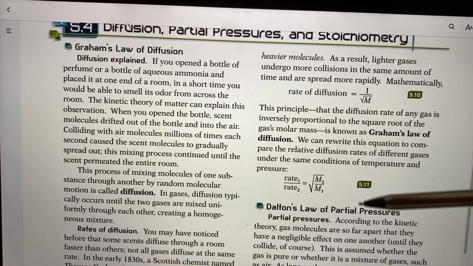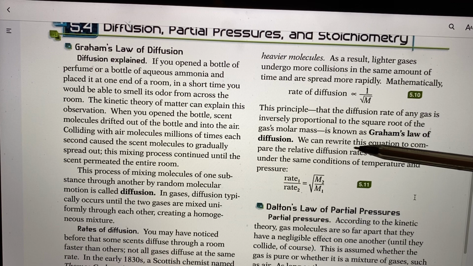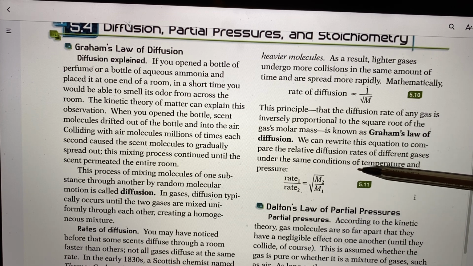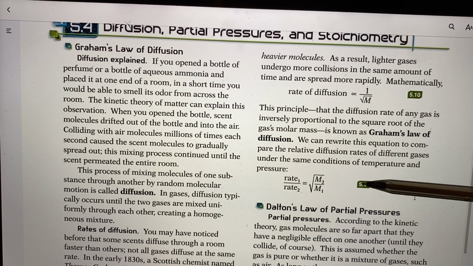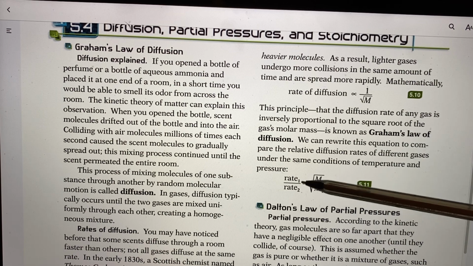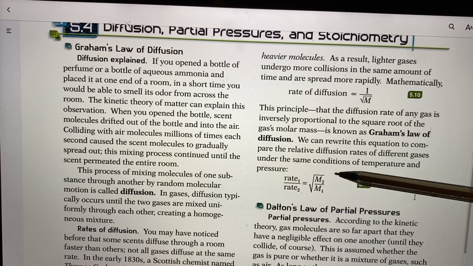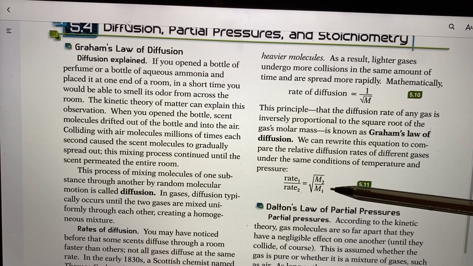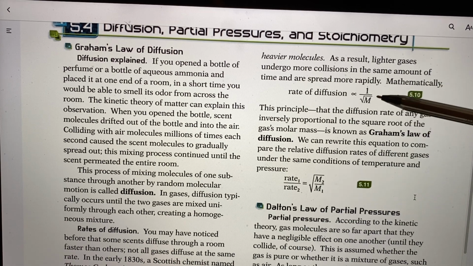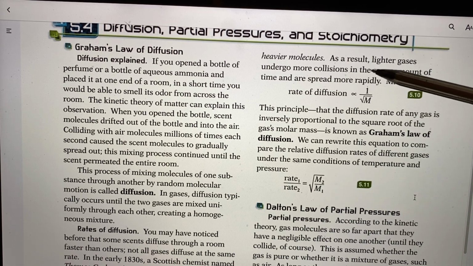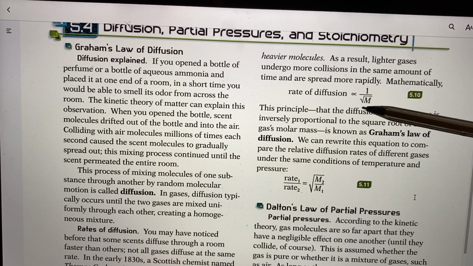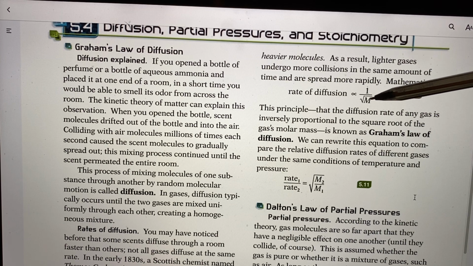We can rewrite this equation, Graham's law of diffusion, to compare the relative diffusion rates of different gases under the same conditions and temperature: rate 1 over rate 2 is the square root of m2 over m1. What is m? m is the molar mass. As a result, lighter gases spread more. Mathematically, the rate of diffusion is proportional to 1 over the square root of m. This principle says that the diffusion rate of any gas is inversely proportional to the square root of its molar mass.